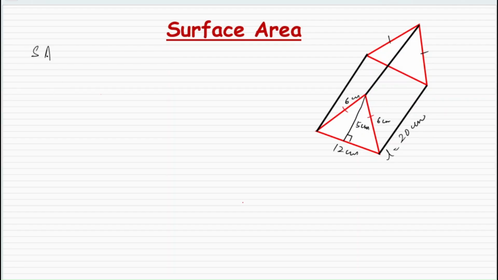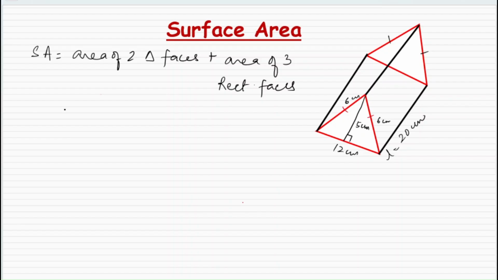So the surface area of the triangular prism is area of two triangular faces plus area of three rectangular faces. All right. For two triangular faces, I'll multiply by 2, and the formula is base times height by 2. Plus, what about the three rectangular faces? Look at this rectangular face, only this one. It has 20, and this has 6. So the two sides of this rectangle are 20 and 6. So it will be 20 times 6.